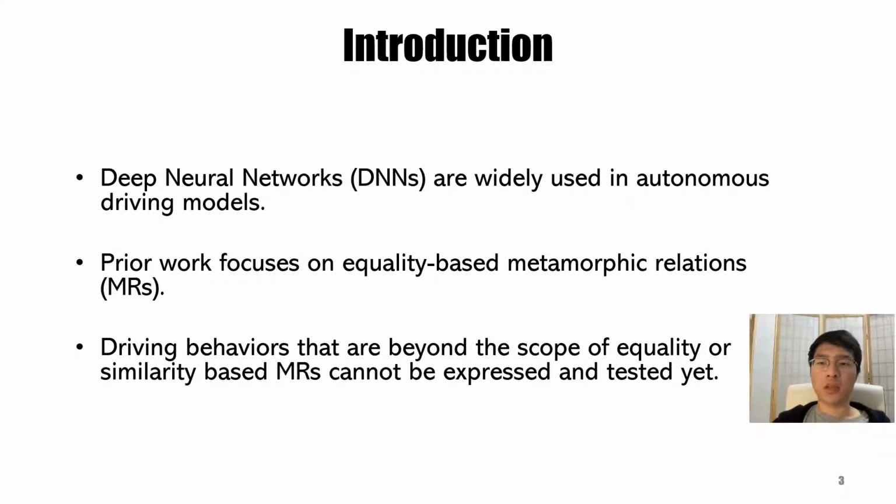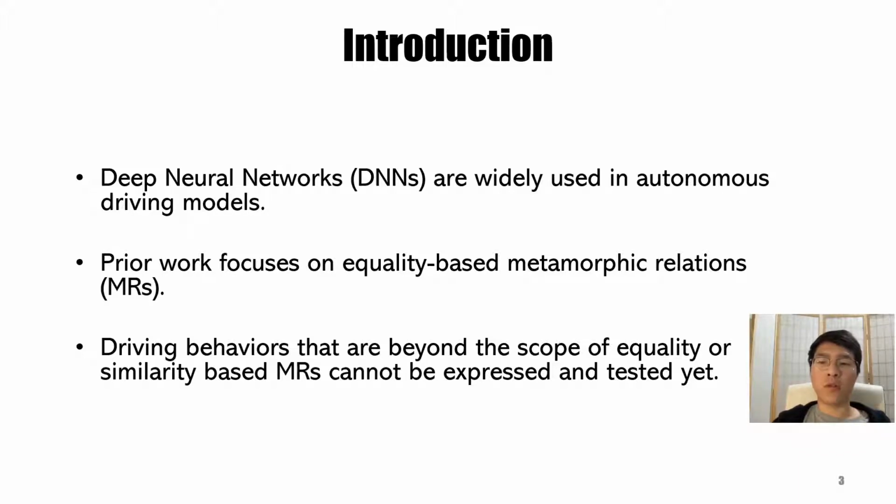Nowadays, deep neural networks are widely used in autonomous driving models for speed and steering angle predictions based on driving images. Some parallel work proposed to use metamorphic testing to evaluate driving models. However, they only focused on equality-based metamorphic relations, where models on follow-up images should produce the same or similar outputs as predictions on original images. However, such metamorphic relations cannot express complex driving behaviors in the real-world setting.